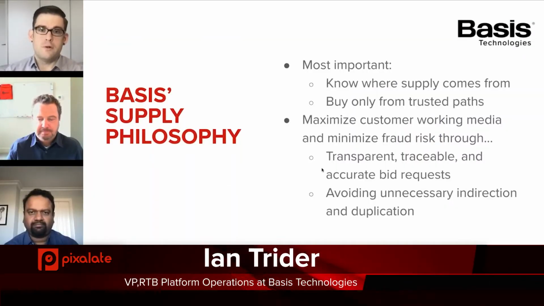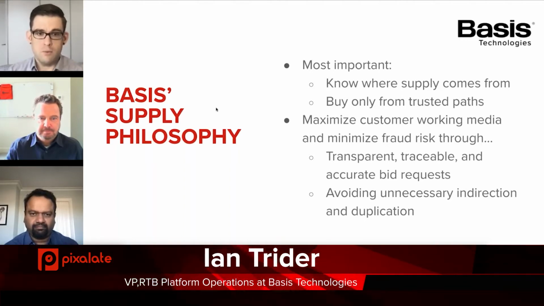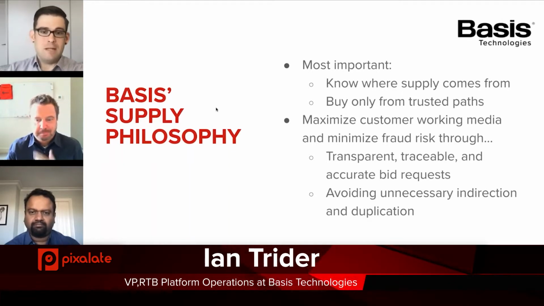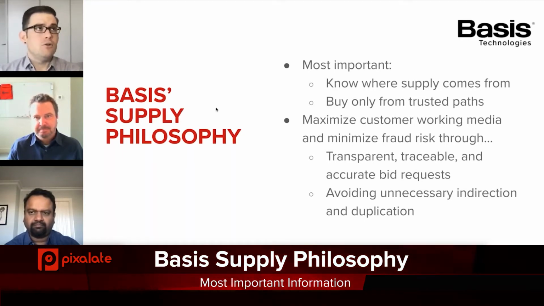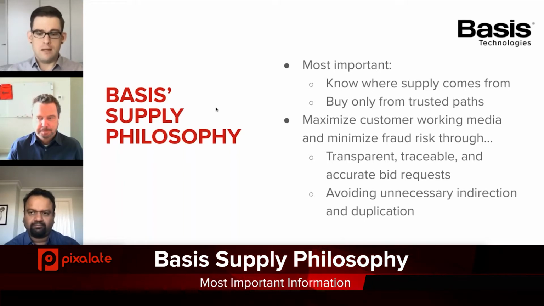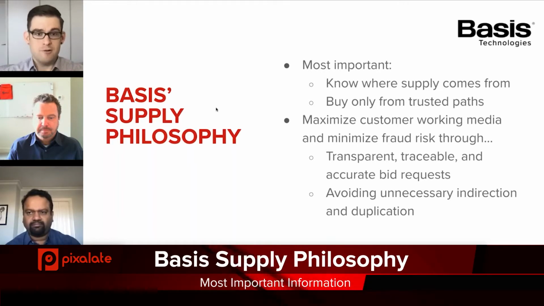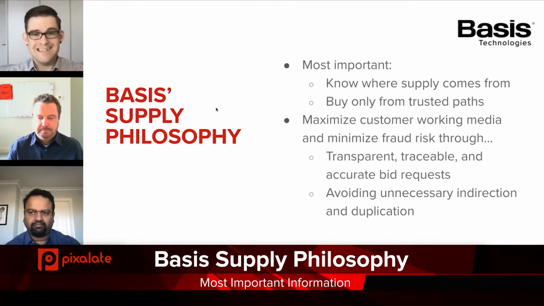One of the most important underlying principles that we go by when thinking about what supply to accept and what not is that it's incredibly important to know where supply comes from. To explain that, let me first say at a high level, you can think of there being two ways that fraud enters the RTB ecosystem. Fraud can be initiated by a publisher, so they could be sourcing bad traffic, or they could be hiding ad units or engaging in some other sort of bad activity.